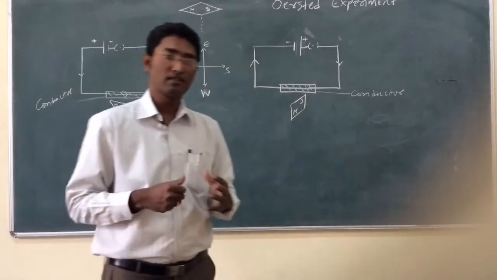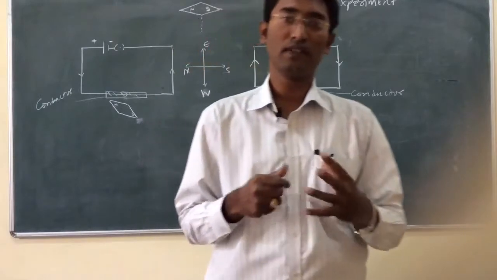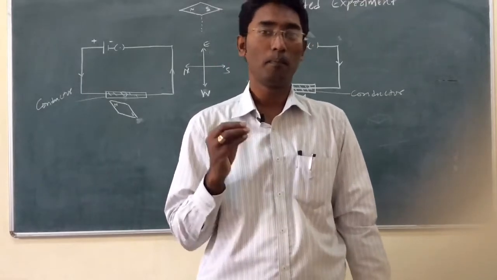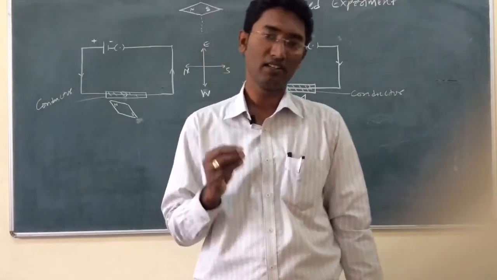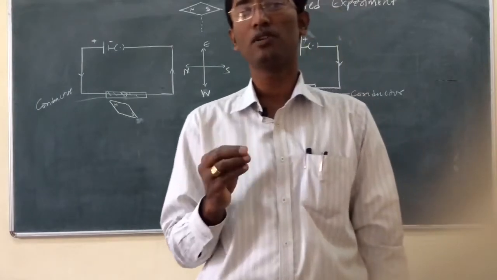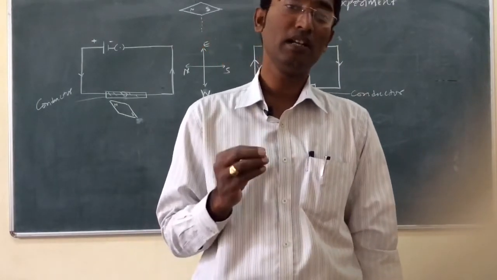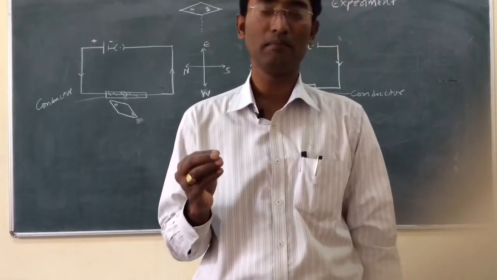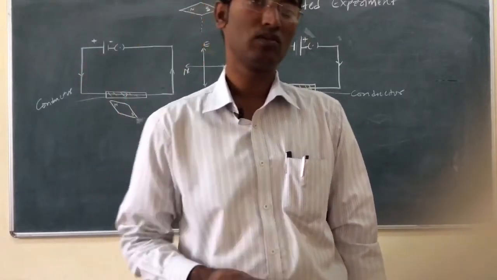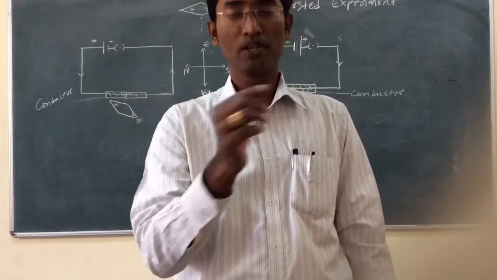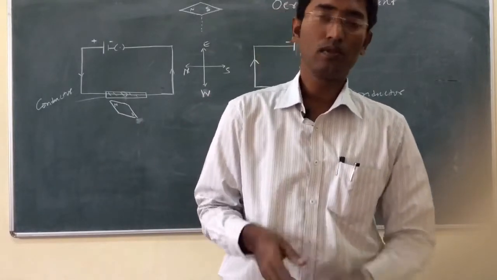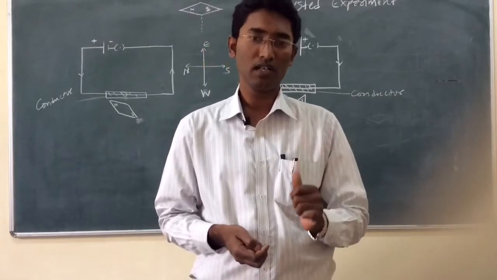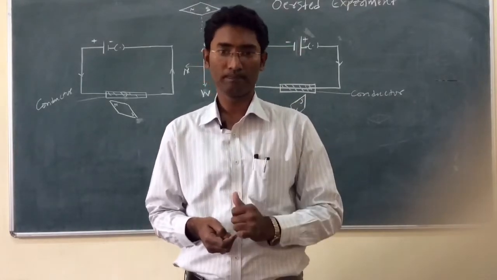So students, try to understand, Hans Christian Oersted was the first person to establish the fact that a magnetic field is produced around a current carrying conductor, and this magnetic field is similar to the magnetic field produced around a bar magnet. It has all the characteristics similar to the magnetic lines of force produced around a bar magnet. So students, remember that whenever electric current passes through a conductor, it produces a magnetic field around it. Thank you.